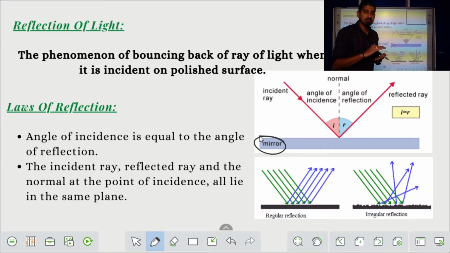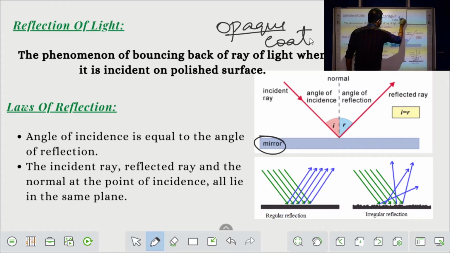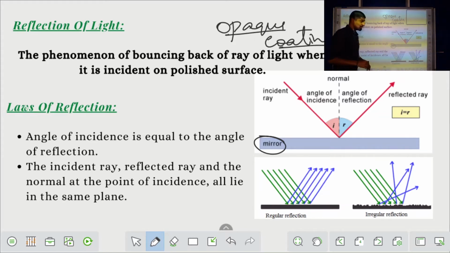On top of the glass, you will have a coat which is an opaque coating. That opaque coating makes the glass an opaque object. Any one side of the glass will be polished, with an opaque coating. So when they do that coating, the mirror which is made up of glass becomes an opaque object.